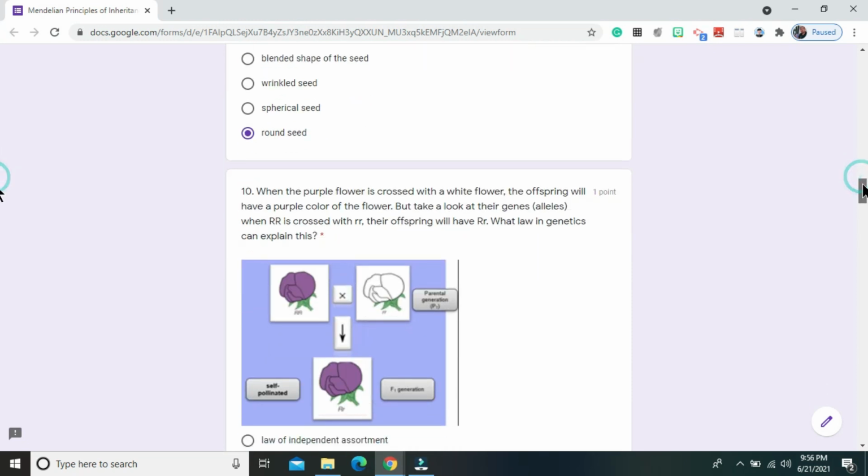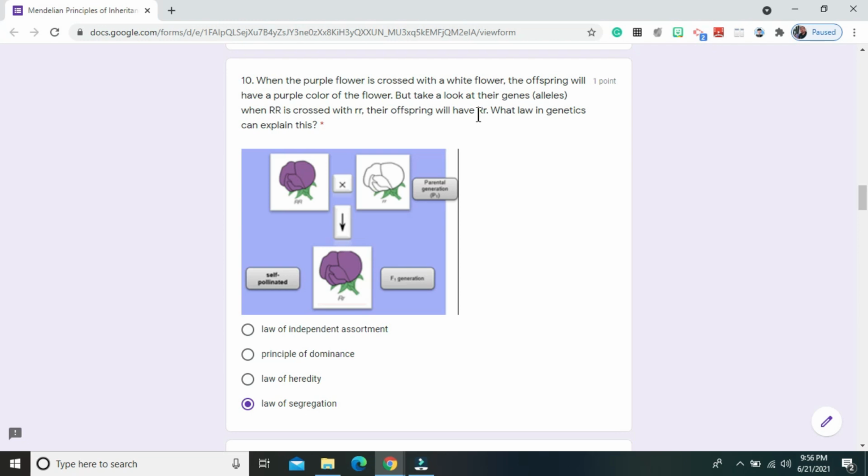Question number 10. When the purple flower is crossed with a white flower, the offspring will have a purple color of the flower. But take a look at their genes or alleles. When capital RR is crossed with small rr, their offspring will have capital R small r. What law in genetics can explain this? The correct answer is law of segregation.